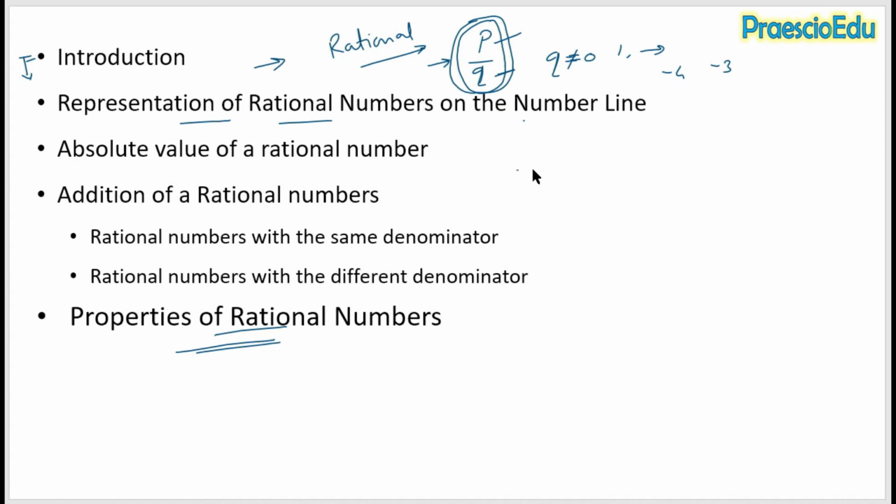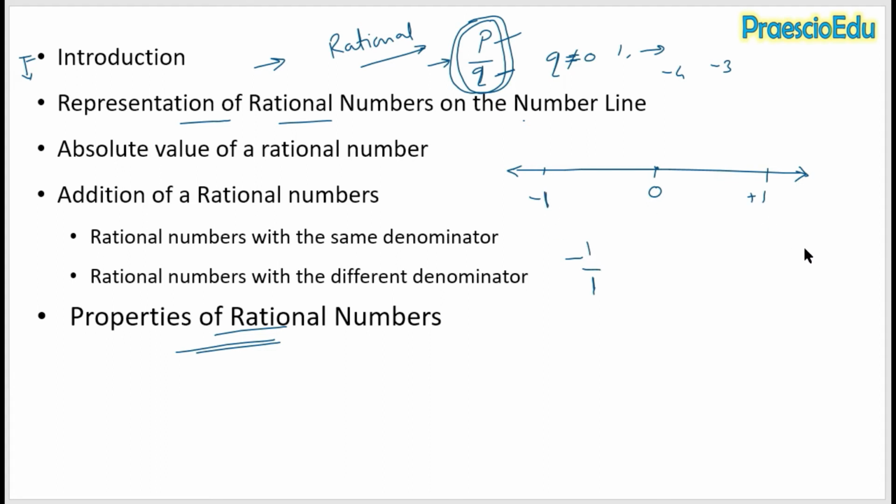Suppose this is the number line. I will not draw many numbers, just a representation. I am writing here just 0, -1 and 1. So here -1 means what? In p by q format, -1 by 1. But if there is a 1 in the denominator, we always write only the numerator. So this is -1.